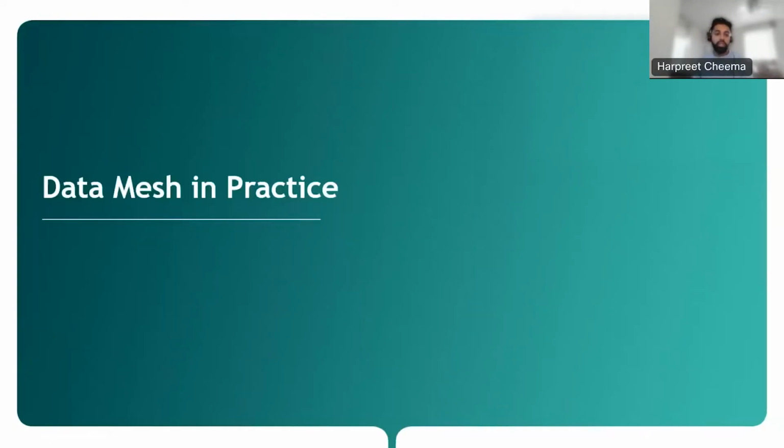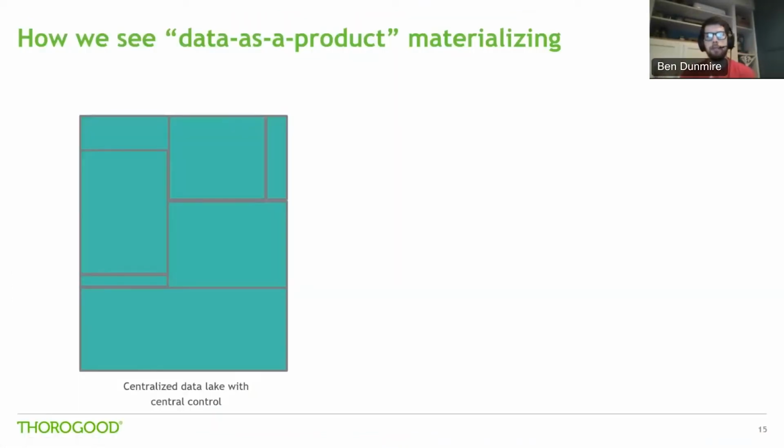So now we'll take a look at data mesh in practice, and I'll be handing it over to my colleague Ben now. So like Harpreet said, he's introduced the concepts around data mesh, and I'll talk about where we're seeing these principles already being applied, some of our editorial on the concept and it's gaining in popularity, mimicking some of the things that Harpreet was talking about.